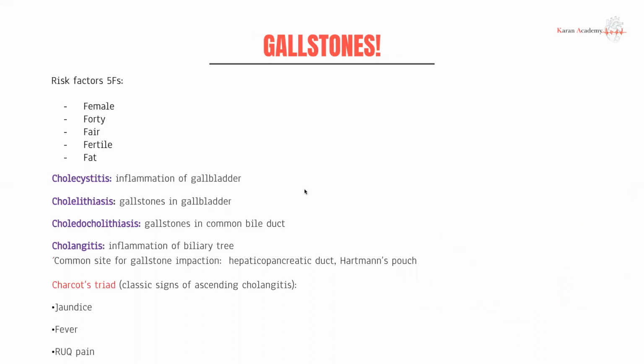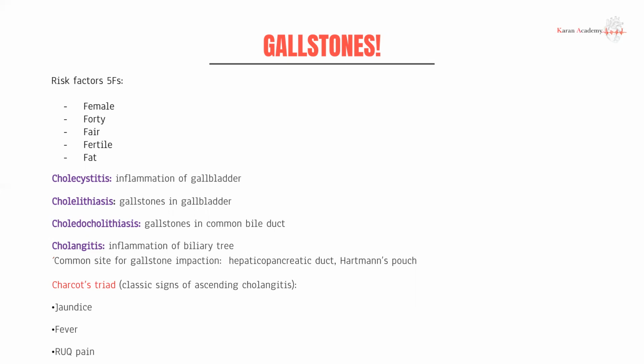Now, gallstones. So the gallstones that you need to know are the 5 Fs. So the risk factors for gallstones. So female, 40, fair, fertile. When I say fertile, it just means of like reproductive age. It's a stupid one. And then fat, obesity.